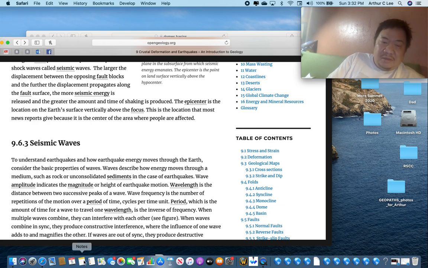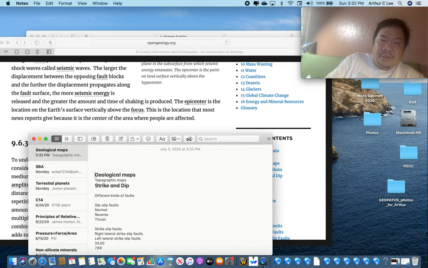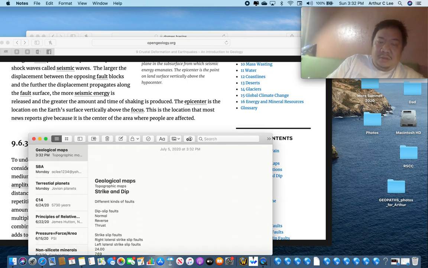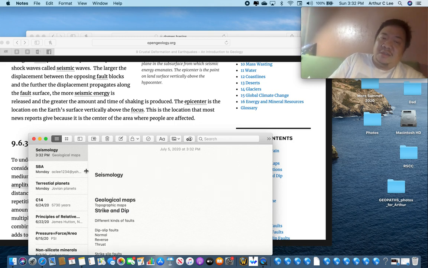Seismology. So there's a whole bunch of words we need to memorize. Seismology is the study of earthquakes. A subfield of geology is called seismology, and some geologists specialize in studying earthquakes. They are seismologists. So if you specialize in studying earthquakes, you are a seismologist.